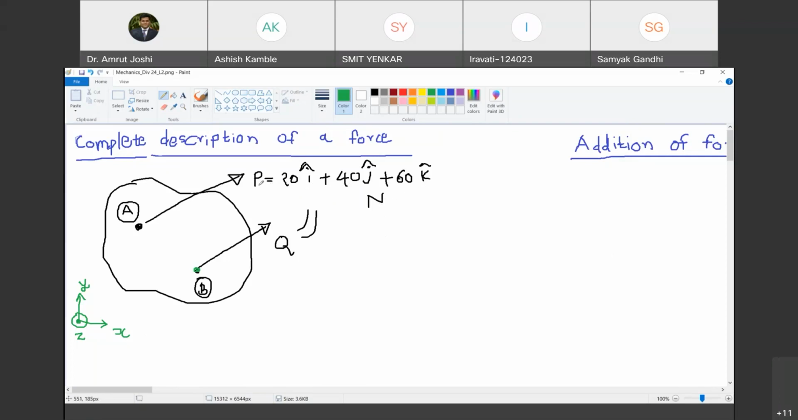So as a mathematician, I should be happy with this description of a force. I have expressed its magnitude. So what will be the magnitude of P? It will be square root of 20 square plus 40 square plus 60 square Newton. So I have expressed the magnitude of a force in specified system of units. And these coefficients of i cap, j cap, and k cap also tell us about the direction of the force. Do you agree with me, Ashish? Yes, sir.